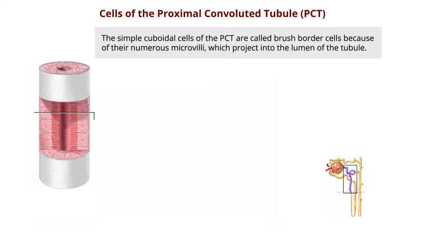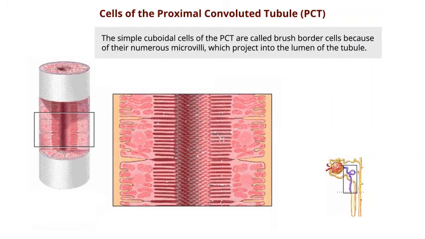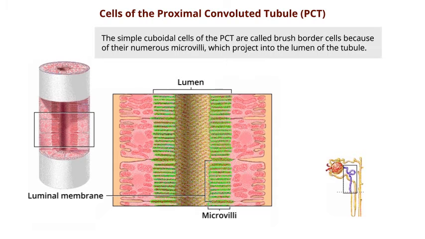The simple cuboidal cells of the proximal convoluted tubule are called brush border cells because of their numerous microvilli, which project into the lumen of the tubule. These microvilli greatly expand the surface area of the luminal membrane, adapting it well for the process of reabsorption.